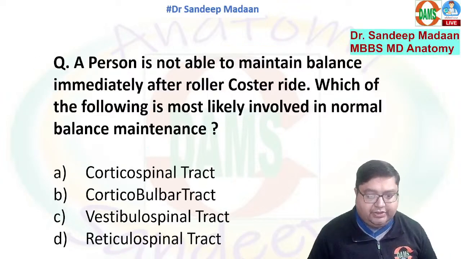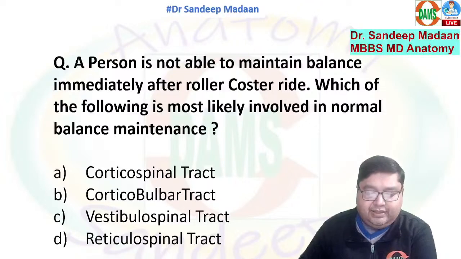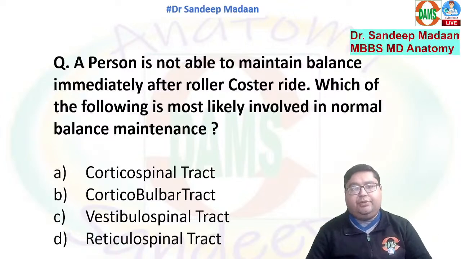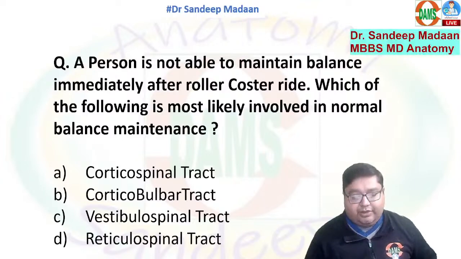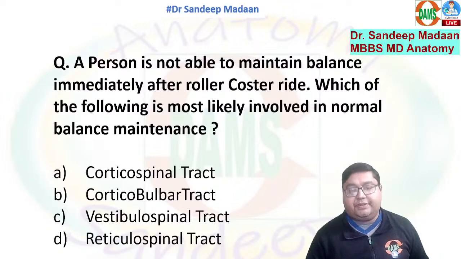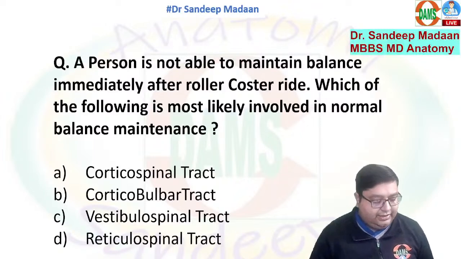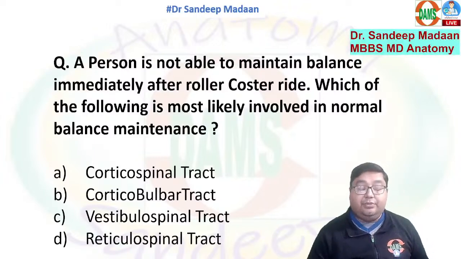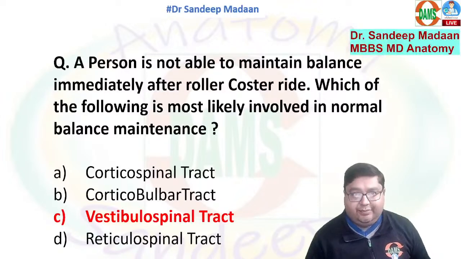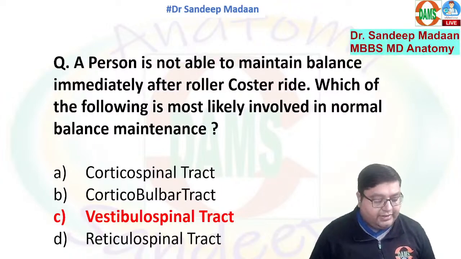Next question is this: the patient is not able to maintain balance immediately after a roller coaster ride. In the roller coaster ride, there will be movement in all dimensions. For movement in different dimensions, balance in all the planes is required, and balance is maintained by the vestibular apparatus. When we immediately stand, it will take some time to adjust. In normal circumstances, the one who maintains balance is the vestibular apparatus, so the vestibulospinal tract, and it happens on its own, we don't have to do anything. So it is an involuntary thing, and it is a part of the extrapyramidal tract.